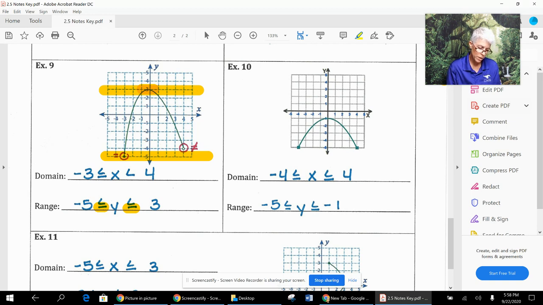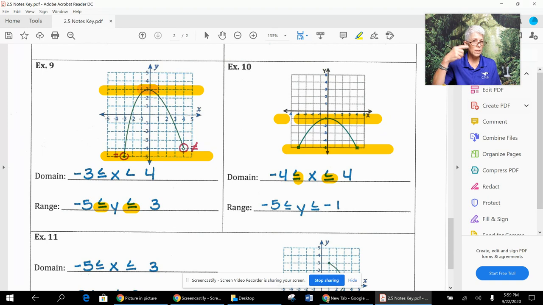Let's look at the domain for number 10. Minimum, maximum. It has a solid dot, so I use this symbol and this symbol. Less than or equal to: -4 is less than or equal to x, less than or equal to 4. Again, I can get rid of these real quick, clean it up a bit.